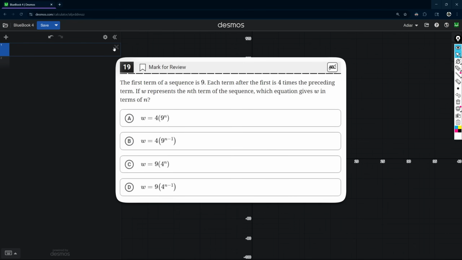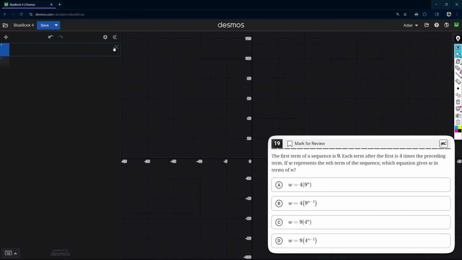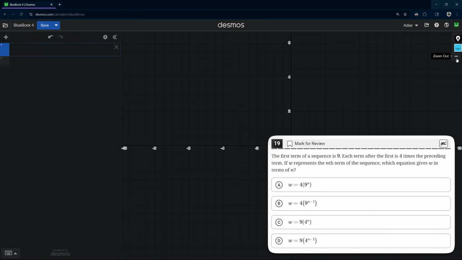In question 19, we're told the first number of a sequence is 9. Each term after the first is 4 times the preceding term. If w represents the nth term of the sequence, which equation gives w in terms of n? So there can be a way to do this by hand, and there also is a way to do this with Desmos. And what do you think I'm going to do? Yeah, probably the Desmos way.